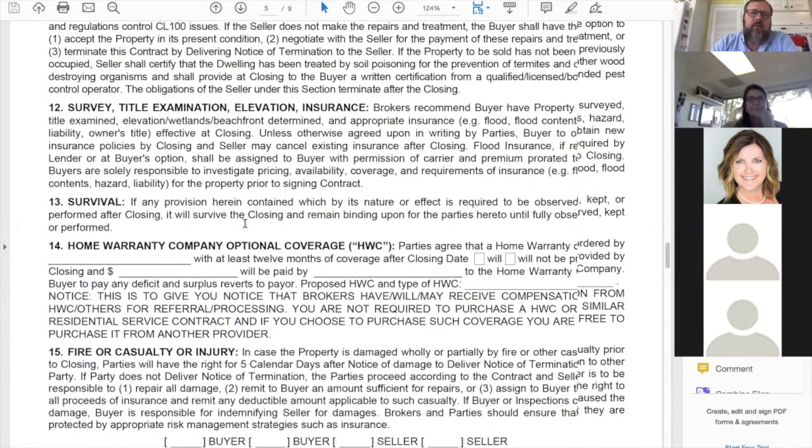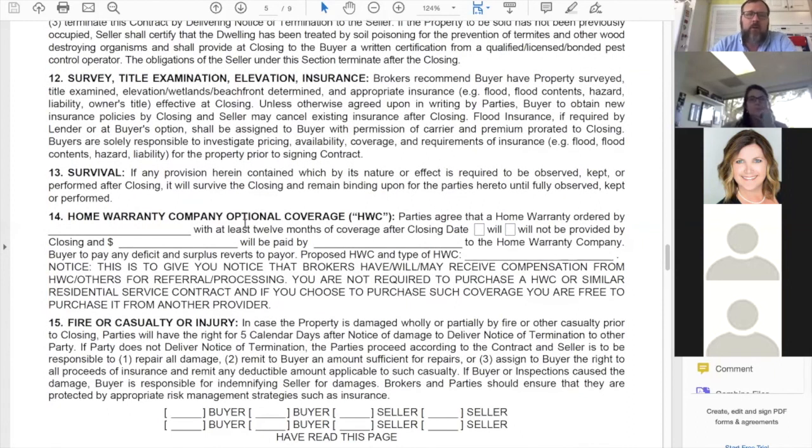Paragraph 12 recommends the buyers have the property surveyed, the title exam, which is done in closing, beachfront elevation, wetlands, any insurance, anything that you have to do that we suggest that you get all that done from the buyer and seller standpoint. Any provision in the contract which is in nature or in effect required to be observed survives the closing. Meaning if we agreed to do something in here and then close, we still have to do it. But understand that upon closing, you've lost all leverage from a buyer standpoint.